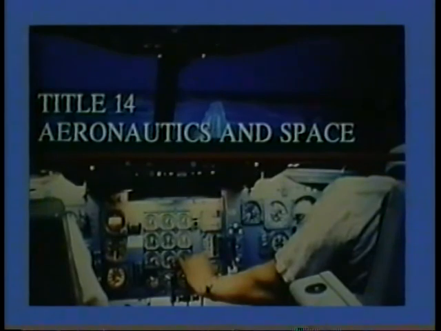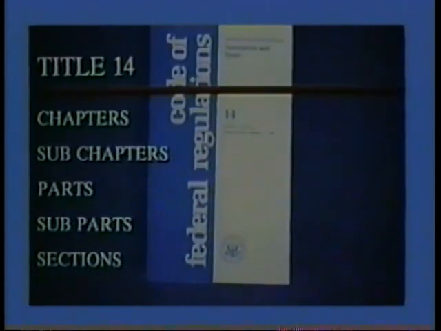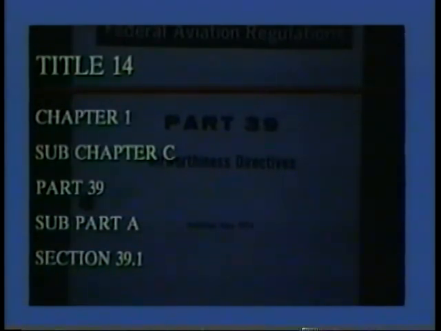Today, Federal Regulation Title 14, Aeronautics and Space, Volumes 1 through 3, contain the Federal Aviation Regulations. Title 14 is broken down into progressively smaller units. Chapters are the largest unit, followed by subchapters, parts, subparts, and finally the smallest units, sections. For example, to learn what FAR 39.1 has to say about why airworthiness directives are issued, first look in Title 14, Chapter 1, Subchapter C, titled Aircraft, Part 39, titled Airworthiness Directives, Subpart A, titled General, Section 39.1, Applicability.